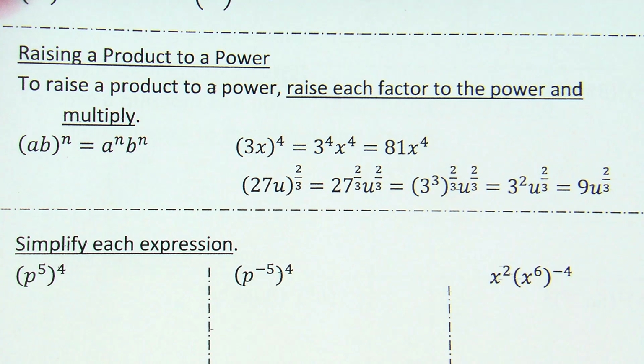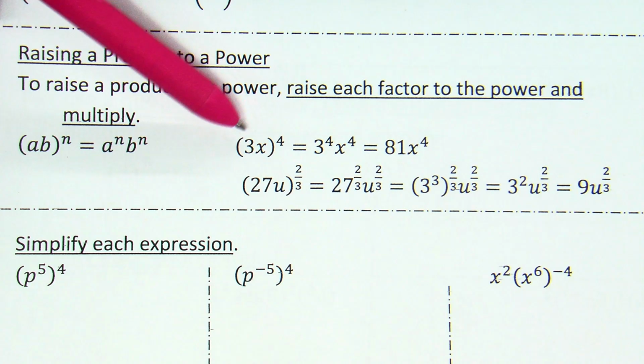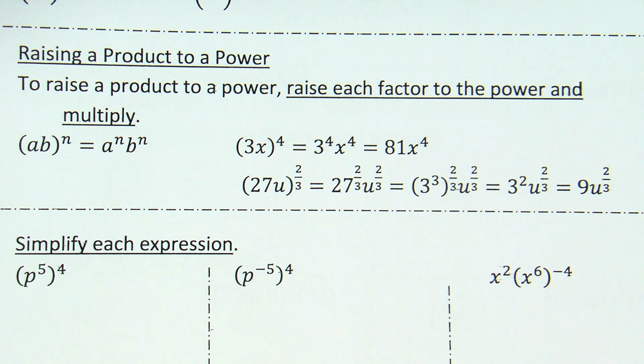Now, raising a product to a power. The difference is if there are multiple things being multiplied inside the parentheses, the power goes on all of them. So if I have A times B, that power of n goes on all of them. For example, 3x raised to the 4th, that power of 4 goes on the 3 and on the x. So 3 to the 4th, x to the 4th. Thus, you see 81x to the 4th. Those are some of the things we're going to work on there.